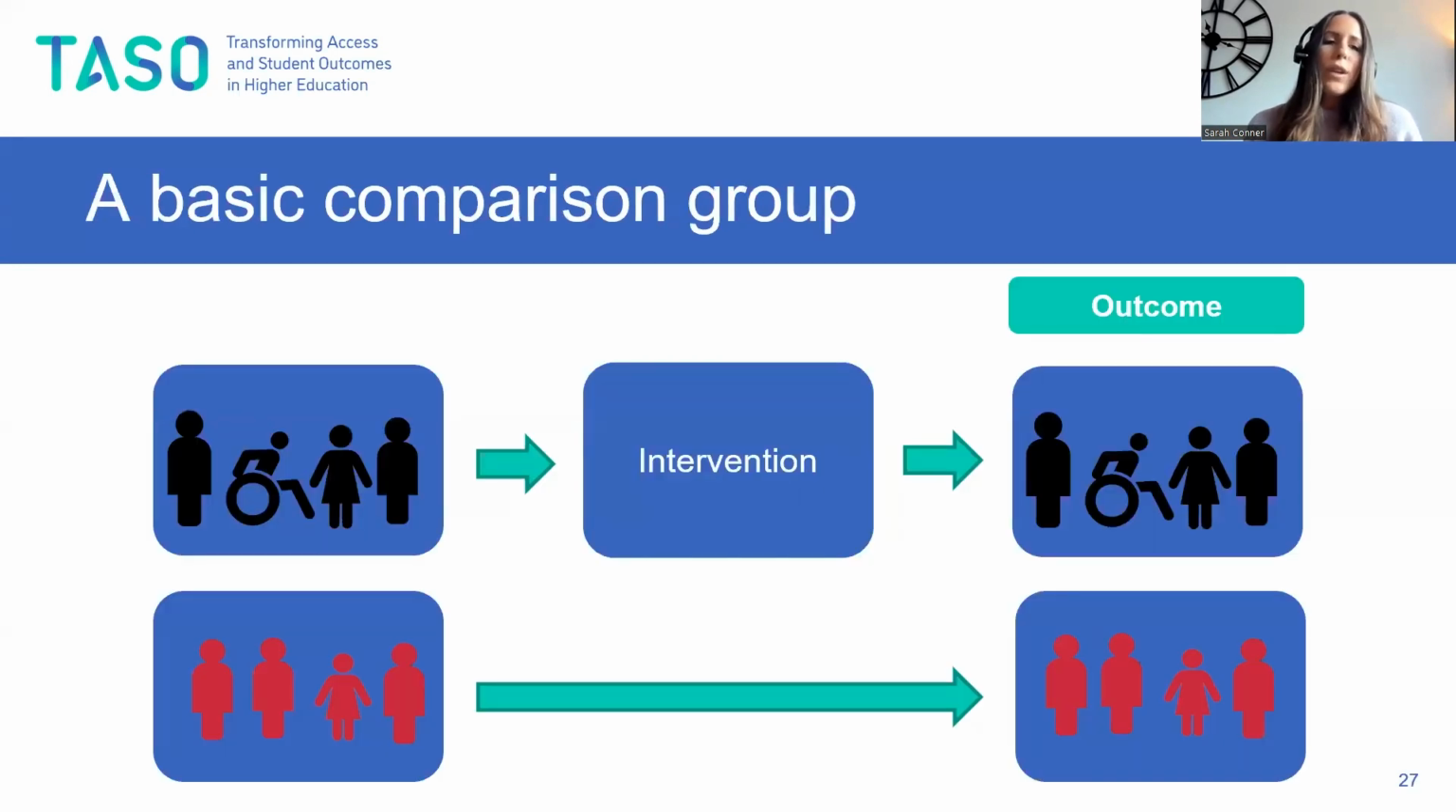So the way to improve on that and get over that limitation is to introduce a basic comparison group. So you have your pupils at the top that take part in the intervention, and you're measuring their outcomes before and after the intervention. And then you have a comparison group that don't take part in the intervention. And you can again measure outcomes at the end and compare outcomes between the group that participated and the group that didn't.